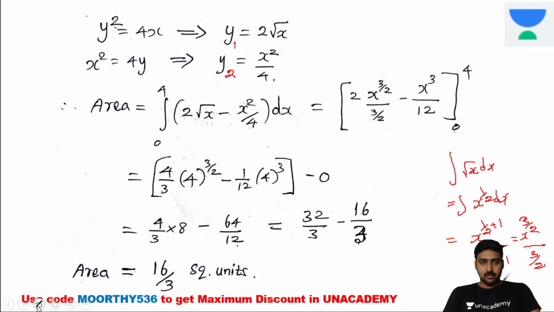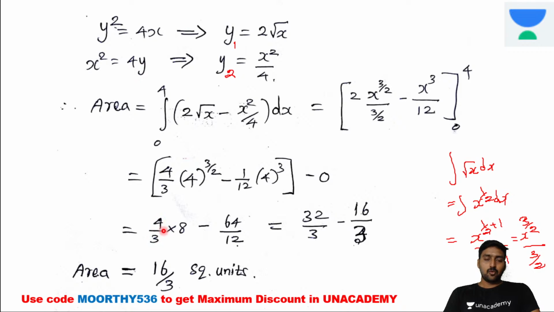Now I am giving the solution. Listen. 2 into x power 3 divided by 2 divided by 3 divided by 2 minus x cube divided by 12. Now substitute the upper limit 4 and lower limit 0. 4 divided by 3 into 4 power 3 divided by 2, taking the 2 into the numerator, minus 1 divided by 12 into 4 cube, minus the lower limit. If you substitute the lower limit, it is completely 0.